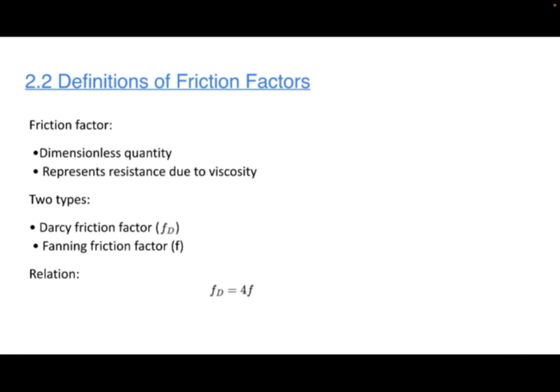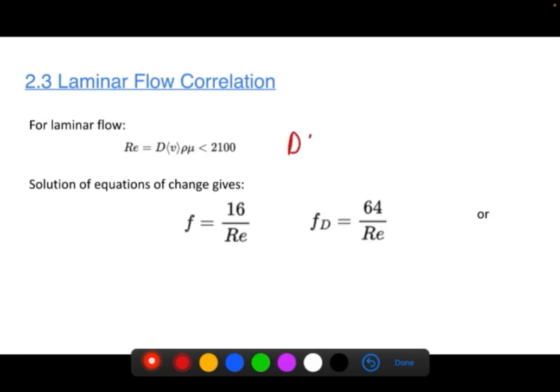Laminar flow correlation. For laminar flow, Re equals d V rho by mu, and it should be less than 2100. This is the range of Reynolds number for laminar flow.